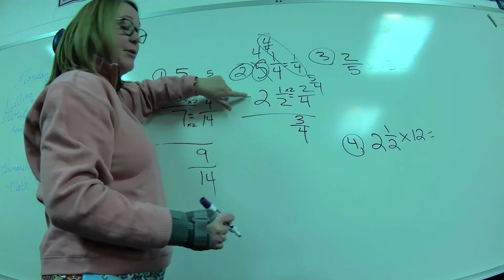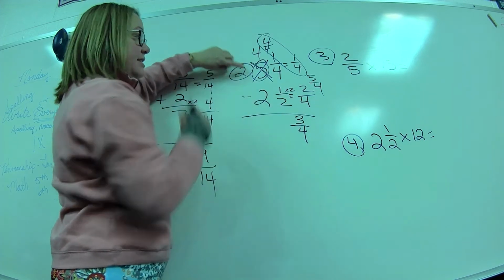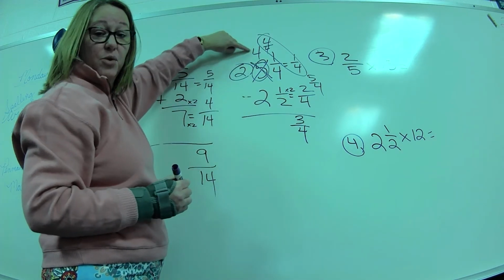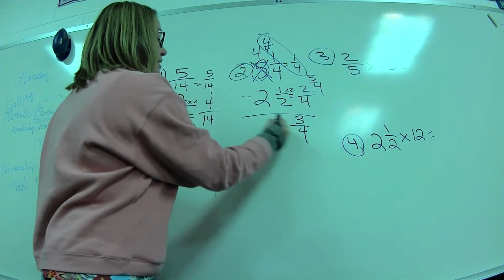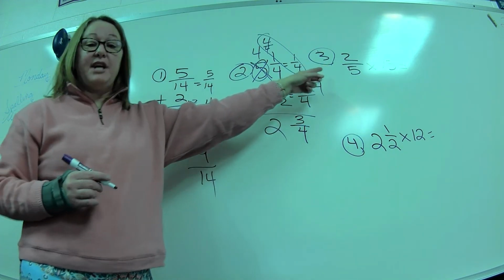Now don't forget to come over here and do your whole number. But remember, it's no longer a 5 because we made something equivalent to 5. It is 4 subtract 2 gives me 2. Nice job. All right, so we have some multiplication of fractions.